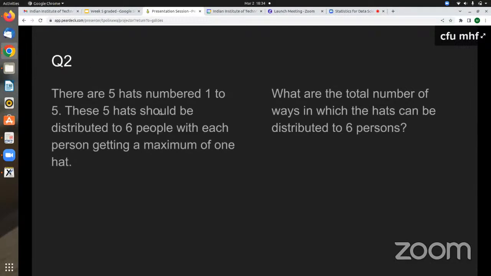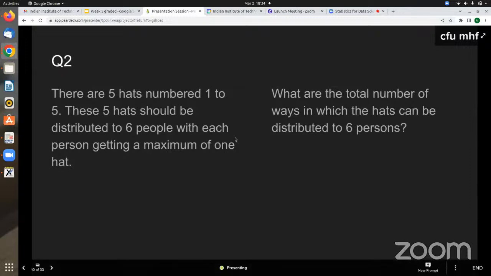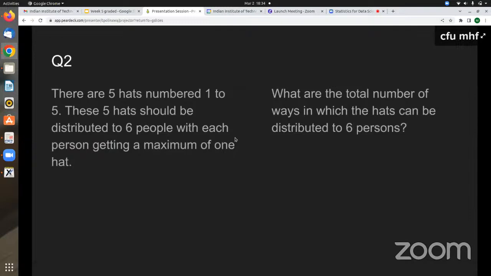There are 5 hats numbered 1 to 5. These 5 hats should be distributed to 6 people, with each person getting a maximum of 1 hat. What is the total number of ways in which the hats can be distributed to 6 persons? So there are 5 different hats. When I say numbered 1 to 5, that means these are 5 distinct hats, and these hats have to be distributed to 6 people, with each person getting a maximum of 1 hat. So one person cannot take 2 hats. How many ways are there to distribute these hats to 6 persons?